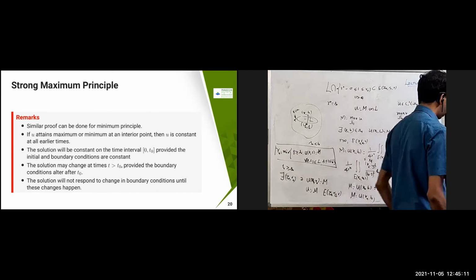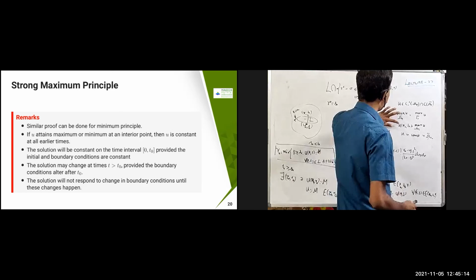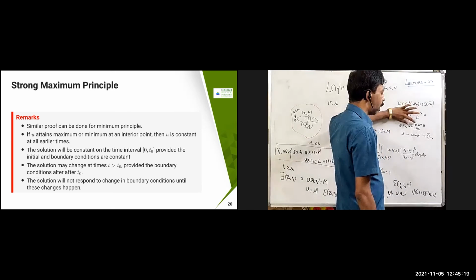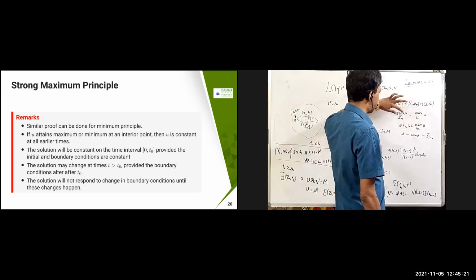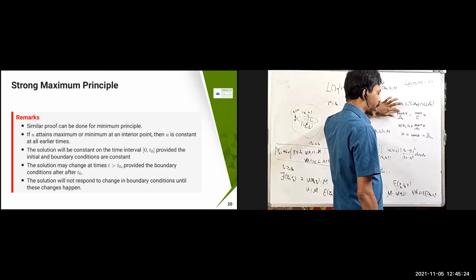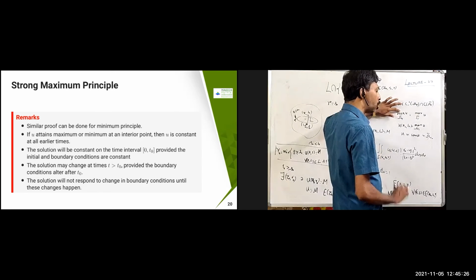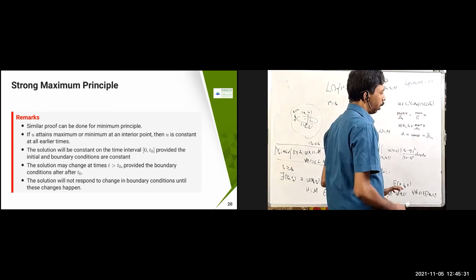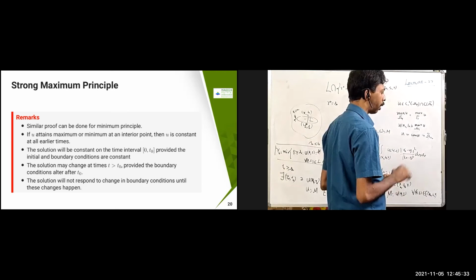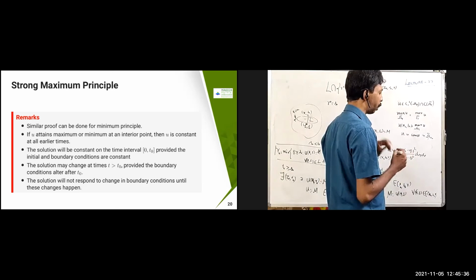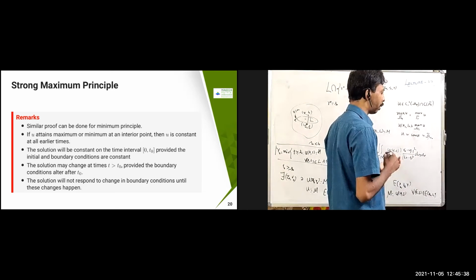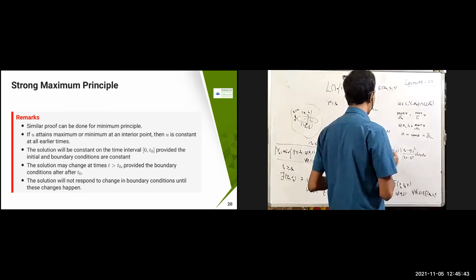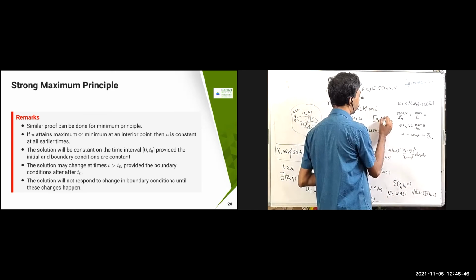So from this, what is it going to say? If U attains the maximum or minimum at an interior point, then U is going to be constant at all earlier times. For example, the solution will be constant on the time interval 0, t0, provided the initial and boundary conditions are constant. If the initial and boundary conditions are constant, then U is going to be constant on the entire interval 0, t0.